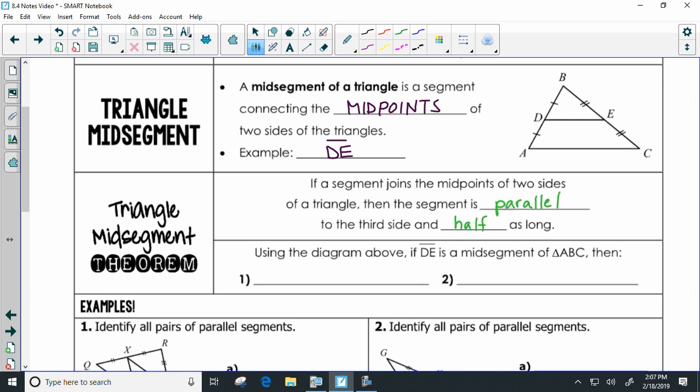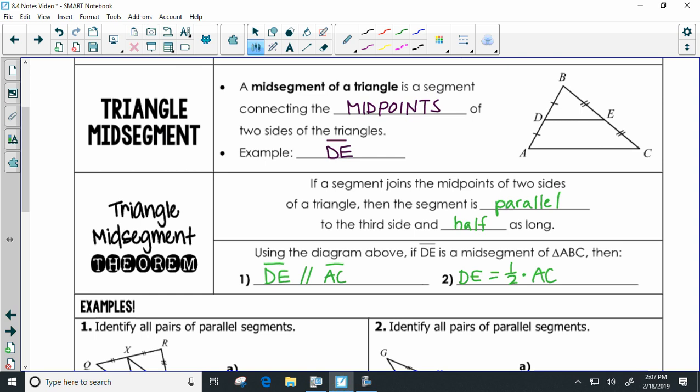So using that diagram above, if DE is a mid-segment of triangle ABC, then DE is parallel to AC, and the distance from D to E is half of AC's distance. Another way to think about that: the mid-segment is half as long as the third side. You can also think of it this way.